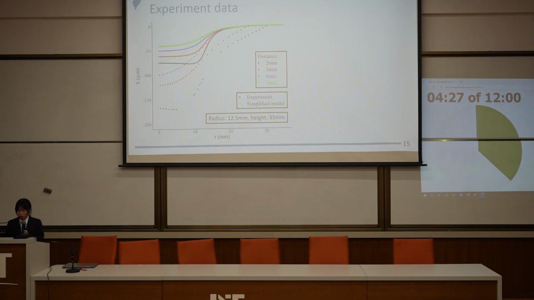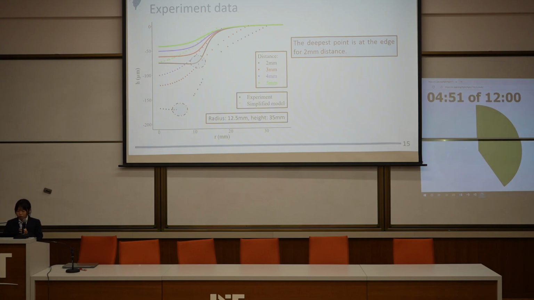This is the dent that we measure when we put a magnet with radius 12.5 millimeters and height 35 millimeters close to the water. Different colors stand for different distances between the bottom of the magnet and the water surface, as stated on the PowerPoint. First, let's look at the deepest point. At 2 millimeters, it's at the edge, while at 3 to 5 millimeters, it's at around the center.